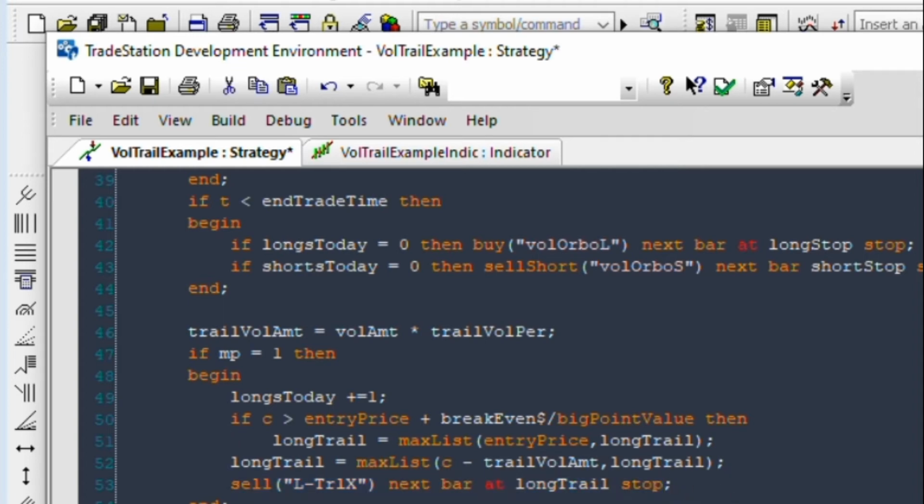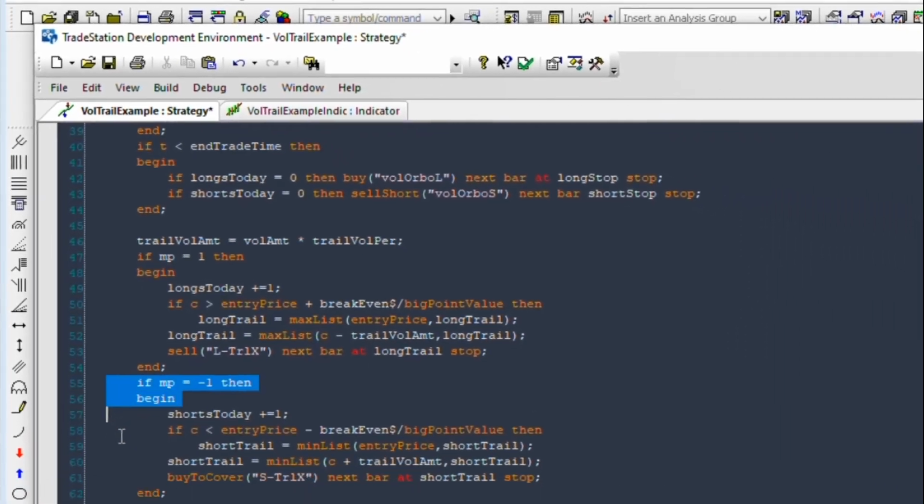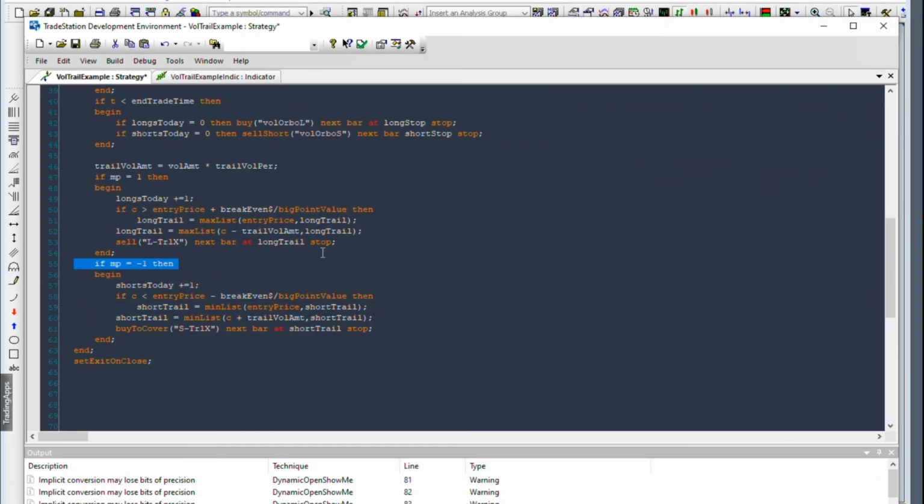Basically, the short side is just the opposite of it. So I'll save time and I won't go over the short side, but the code is available on my website at georgepruitt.com, so you can download it and play with it yourself.